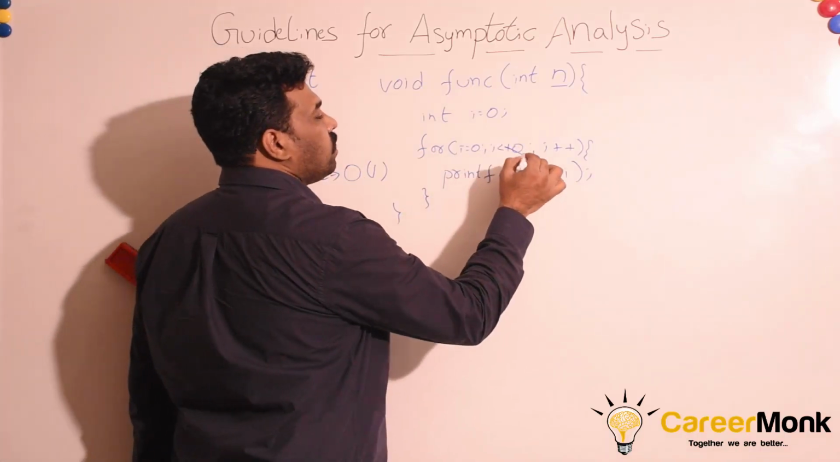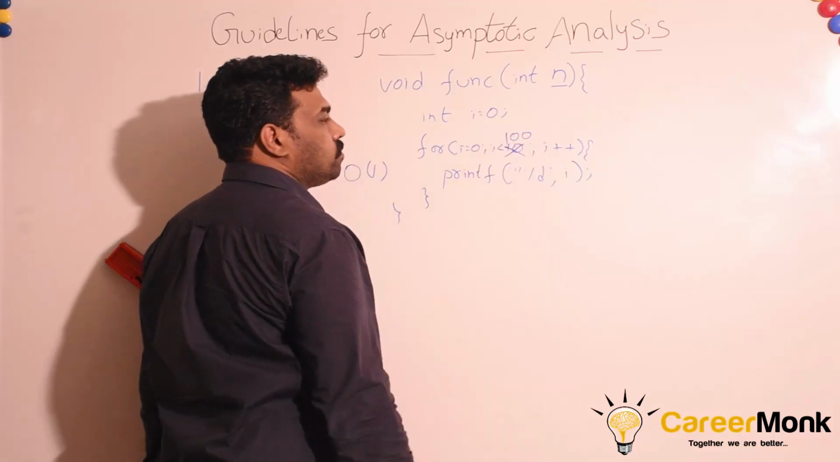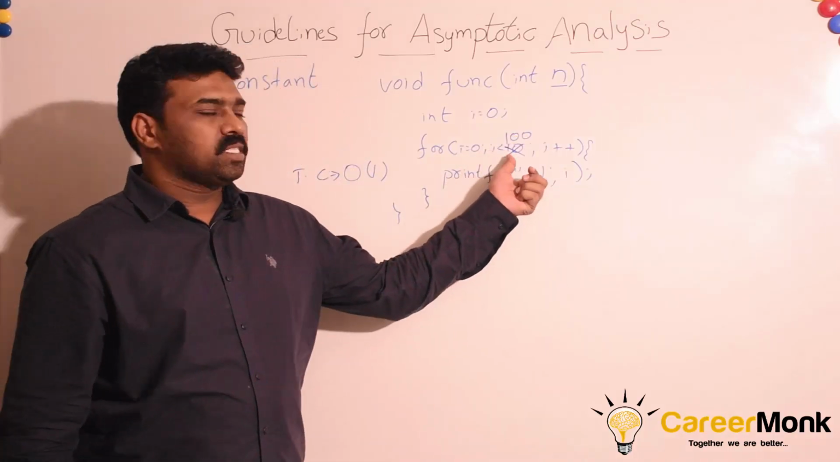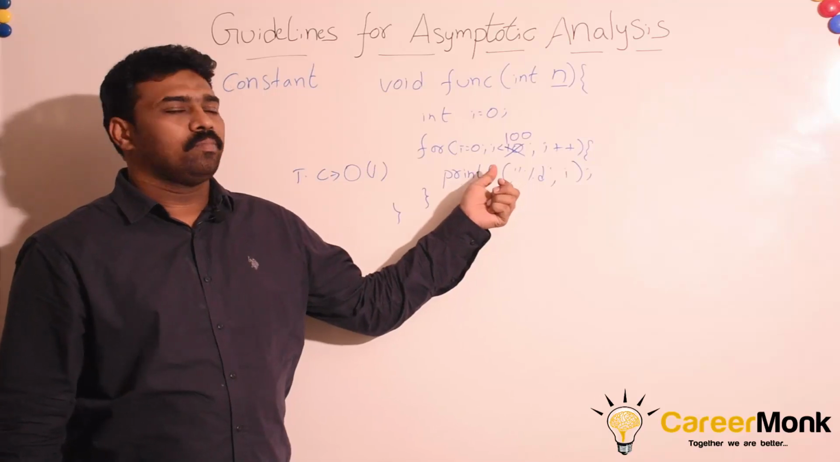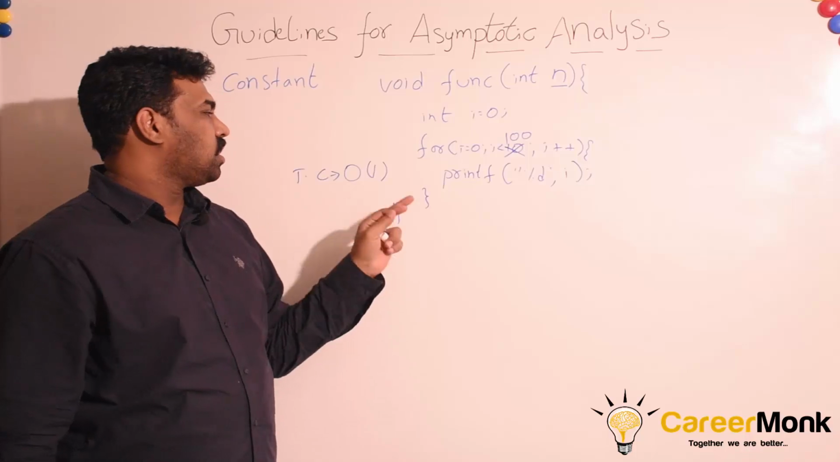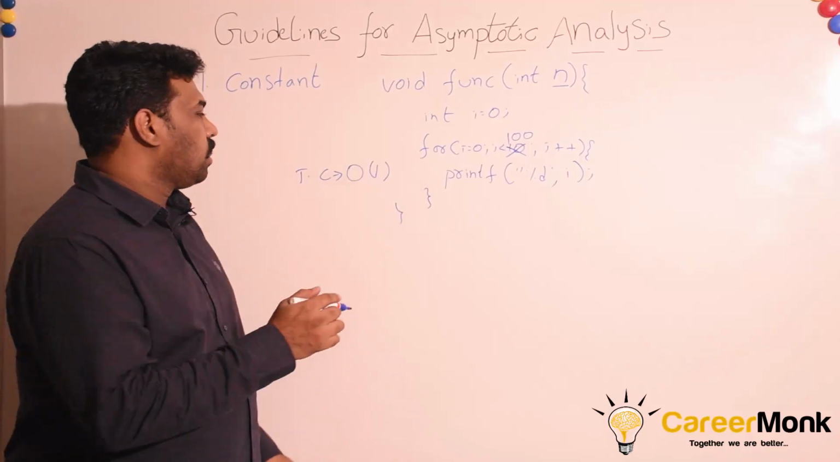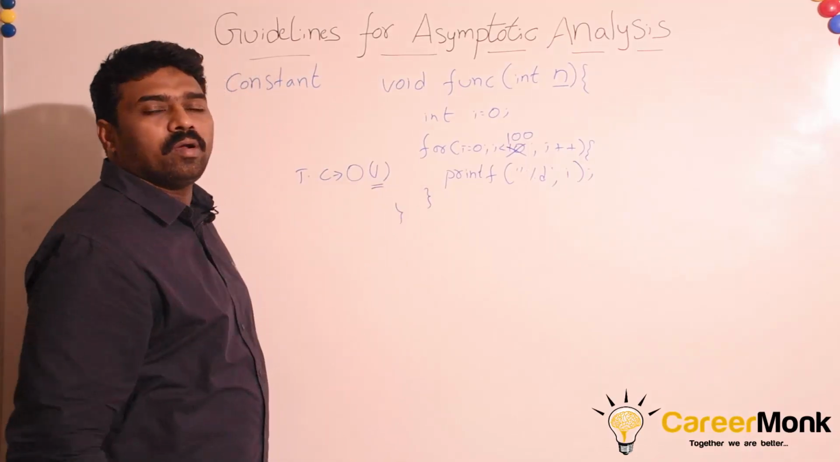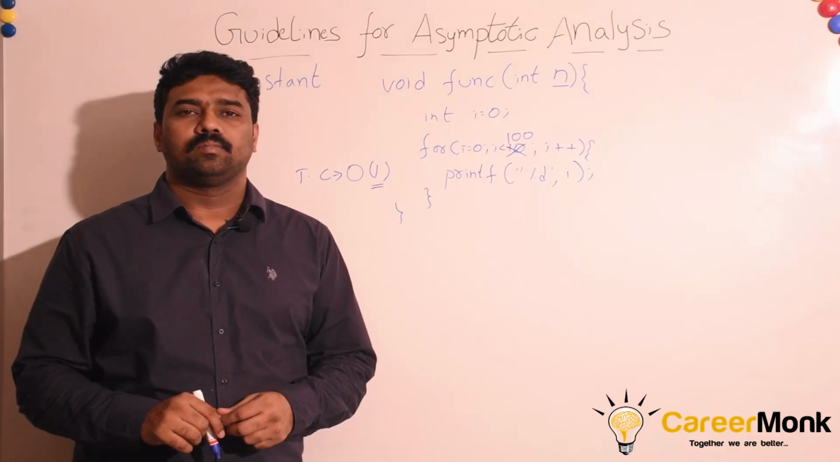Let us say instead of 10, what if we put 100? Whether it is 10, 100 or 200 doesn't matter. As long as it is constant and not varying in terms of n, we can say the time complexity of the algorithm is constant, and it is the same order of 1 for this algorithm as well.